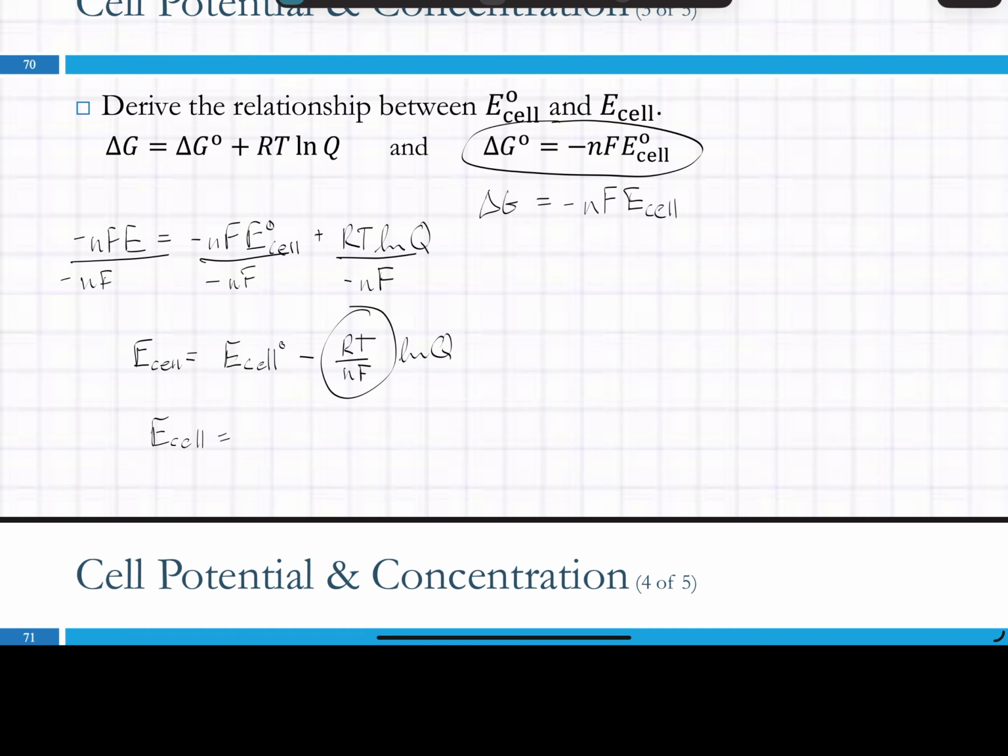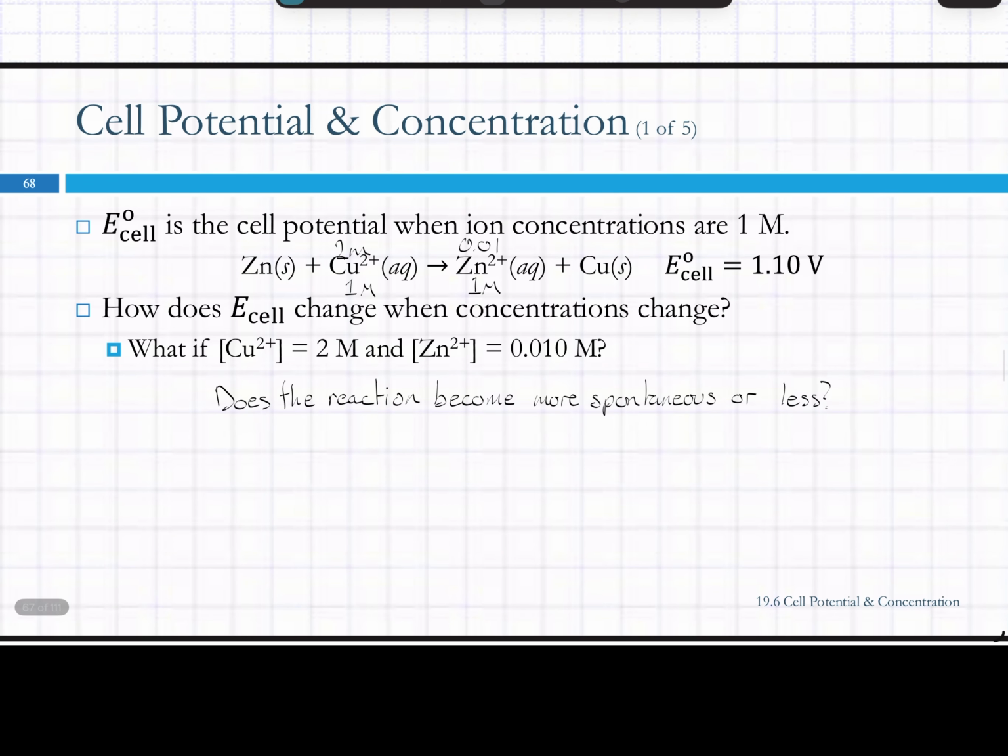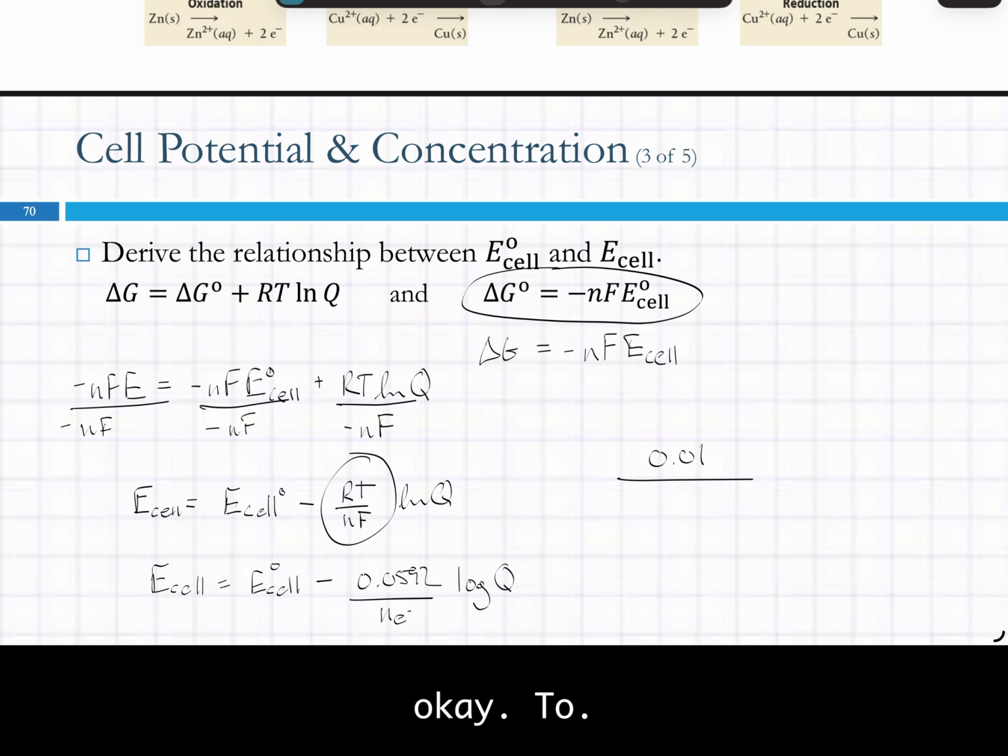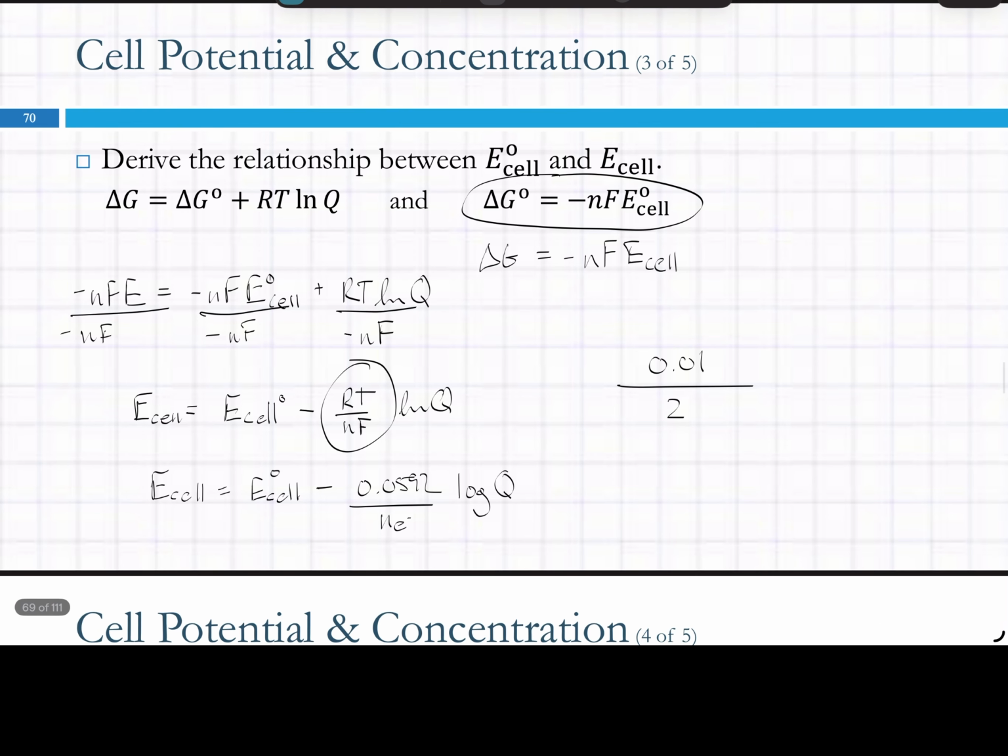So I can plug in Q. Right, okay. To 1.08 volts.